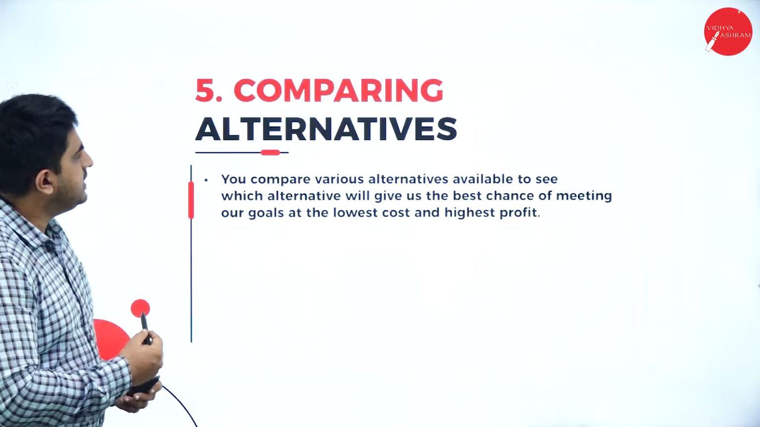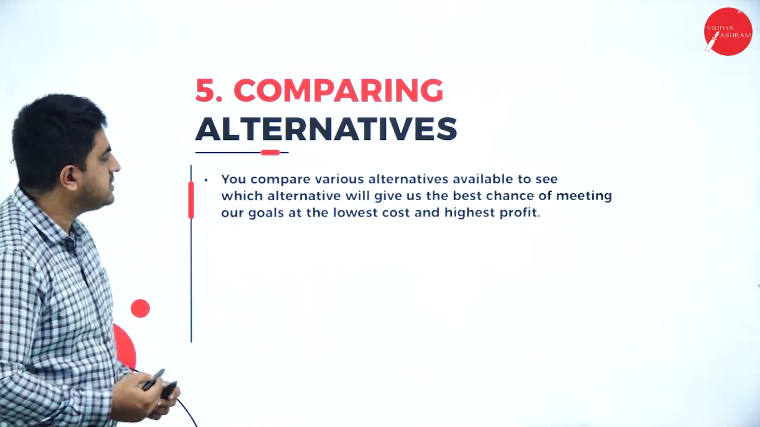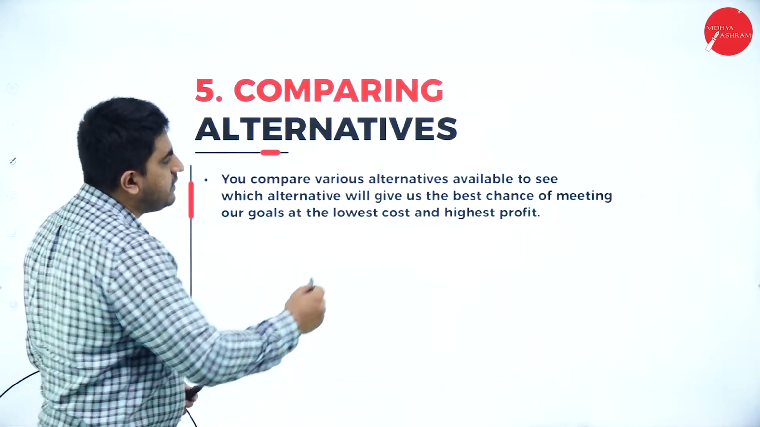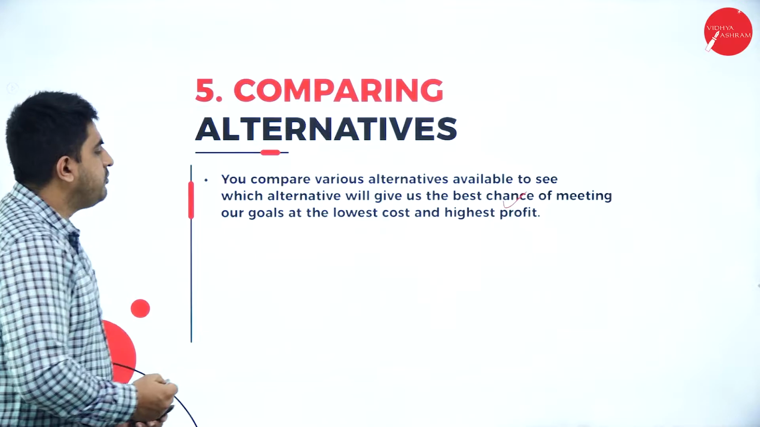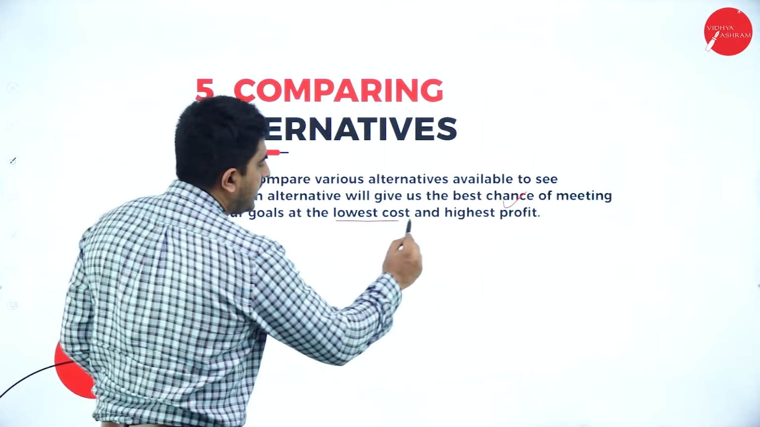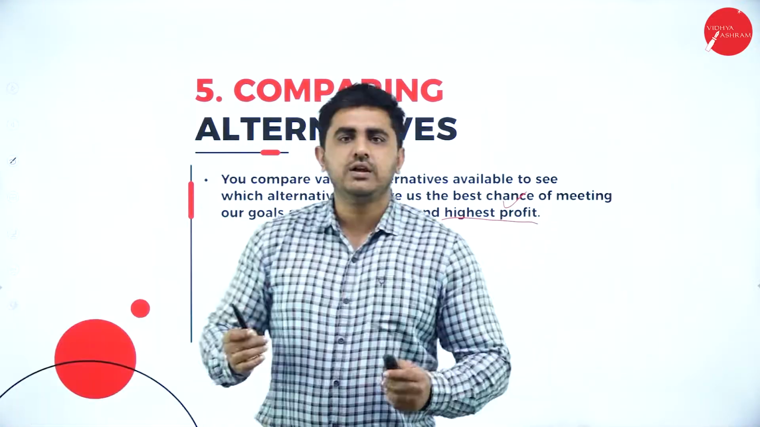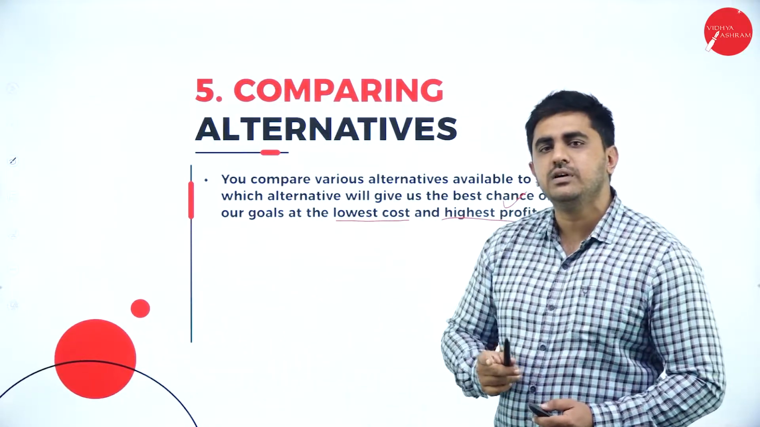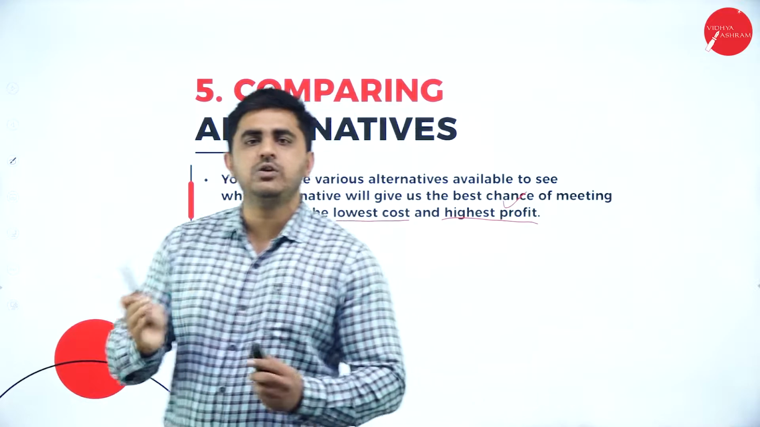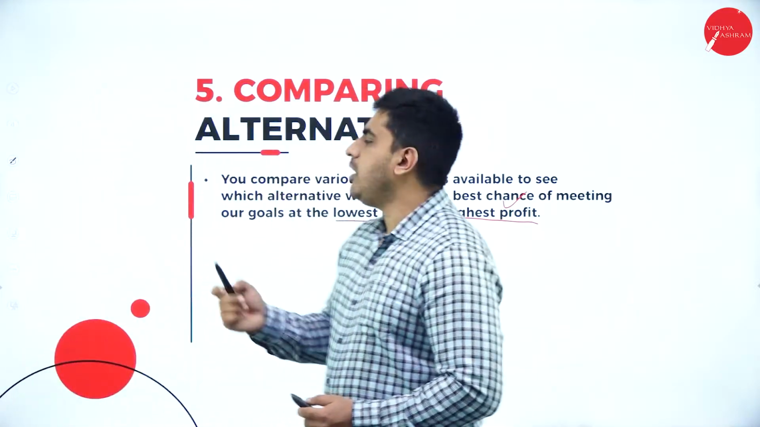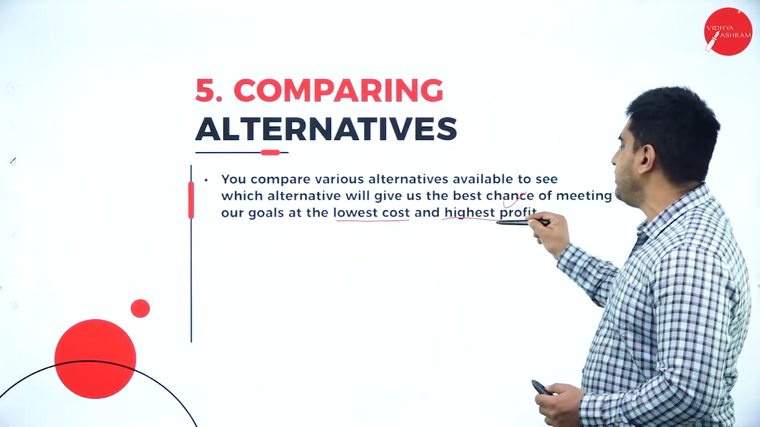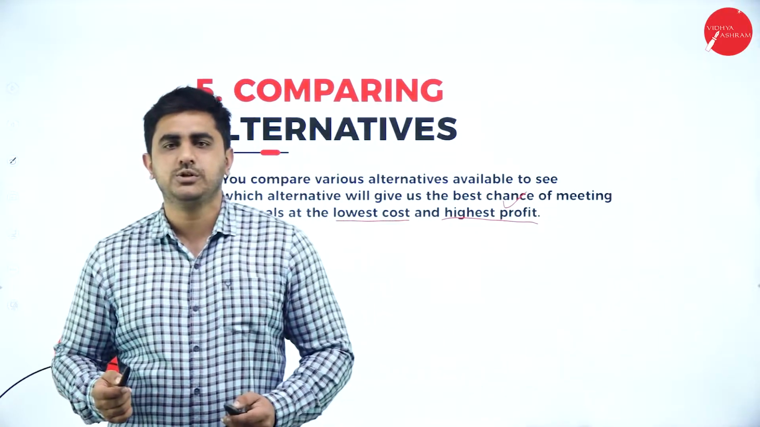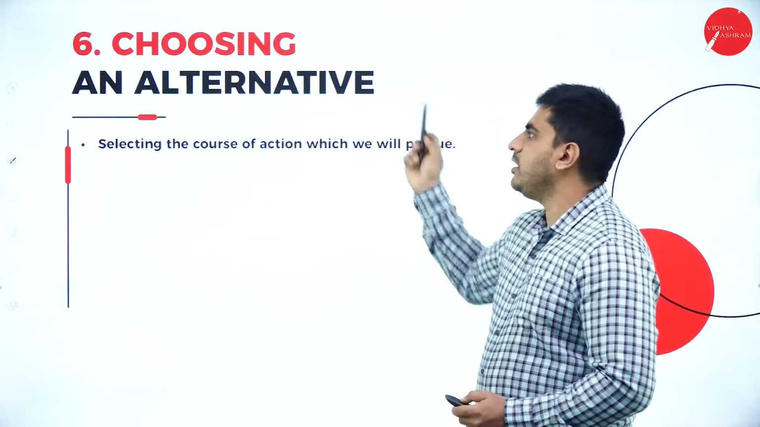Next, you compare the alternatives. You compare the various alternatives available to see which alternative will give us the best chance of meeting our goals at the lowest cost and highest profit. Now you have listed 10 different alternatives, and you want to select only one. What do you do? You compare those alternatives. Which alternative will give you maximum profit at minimum cost? That alternative you will choose. So this is called choosing an alternative.